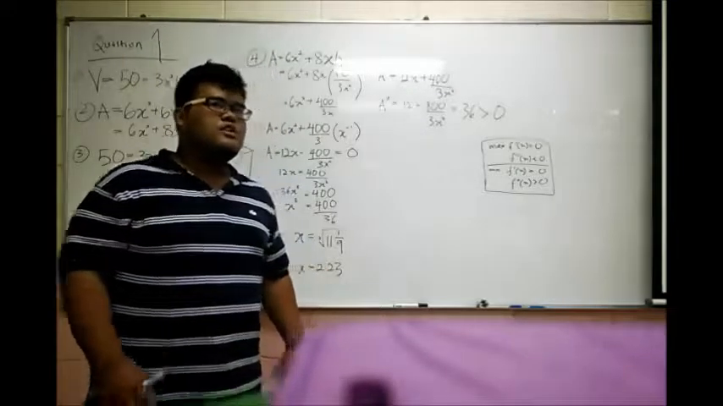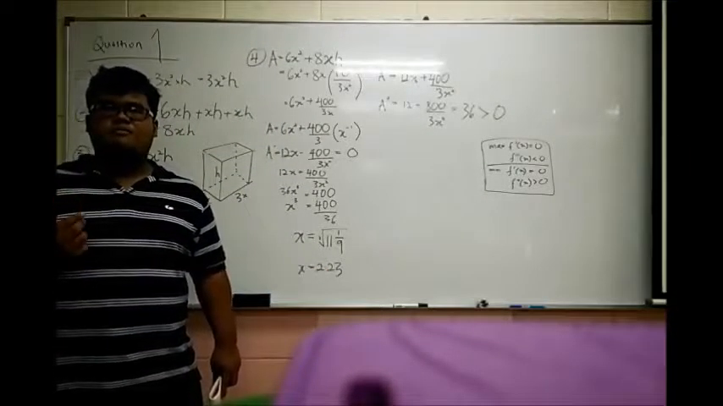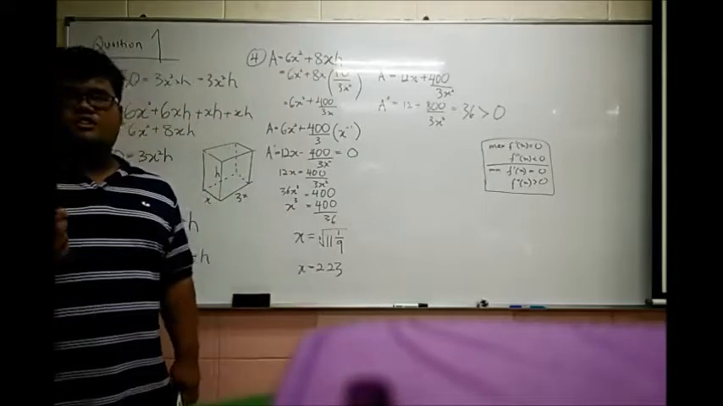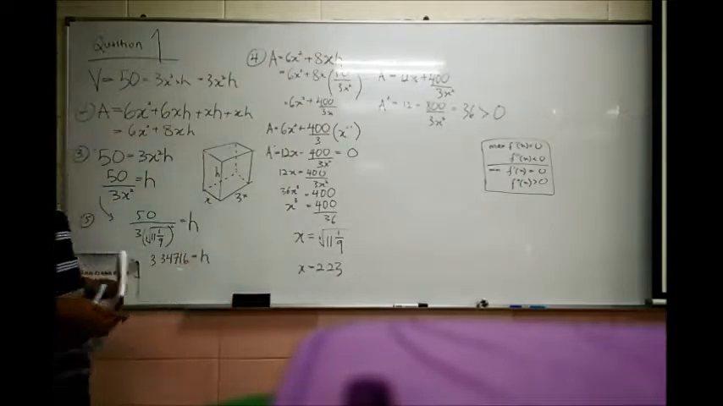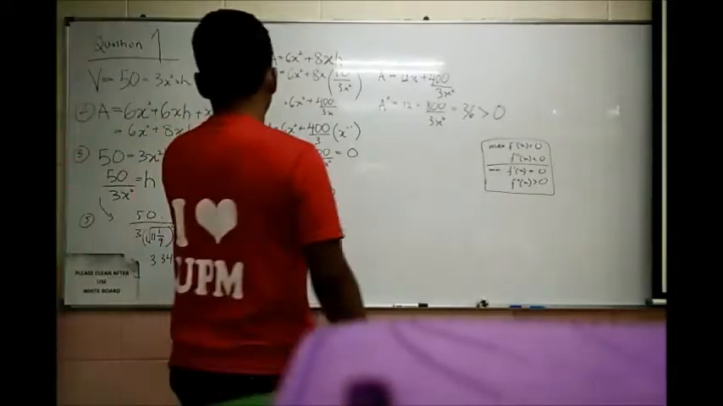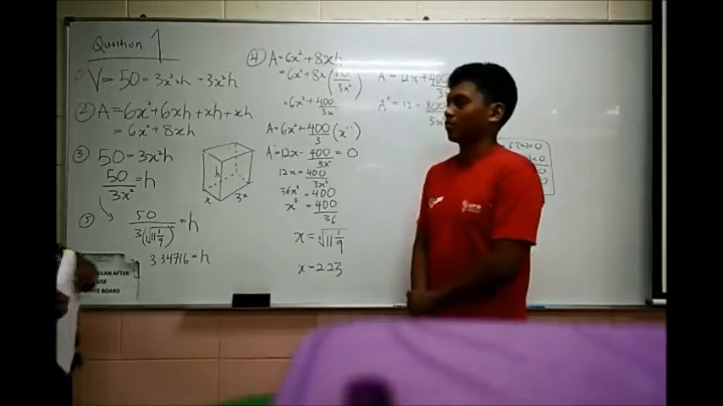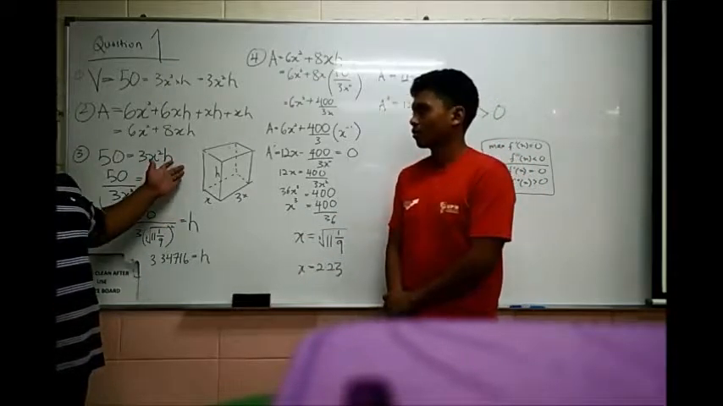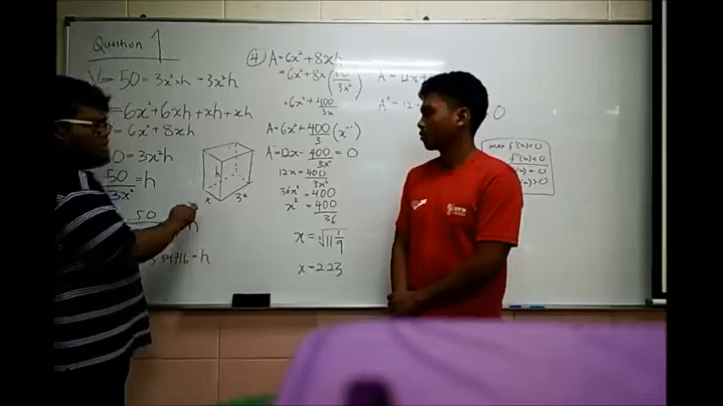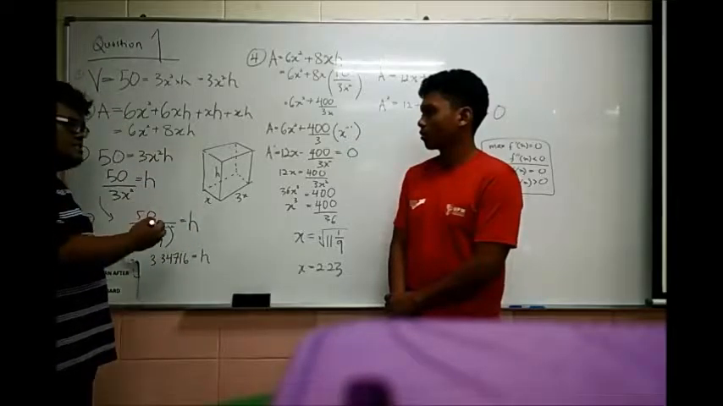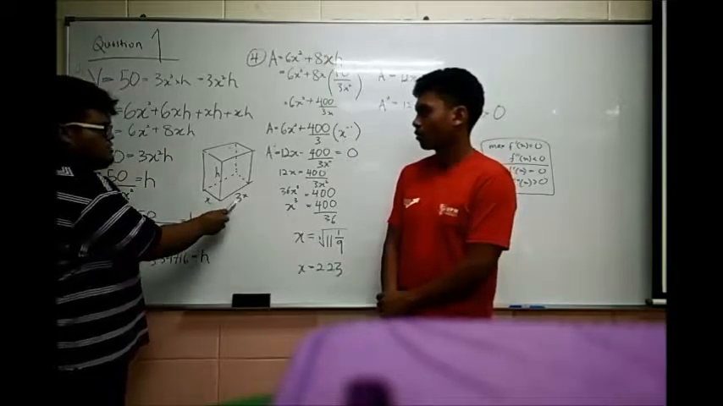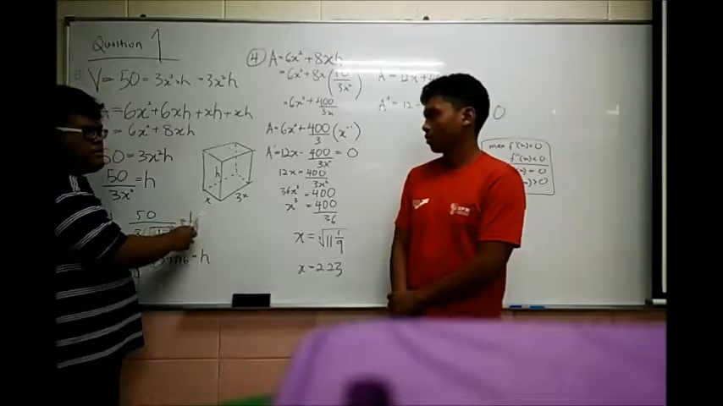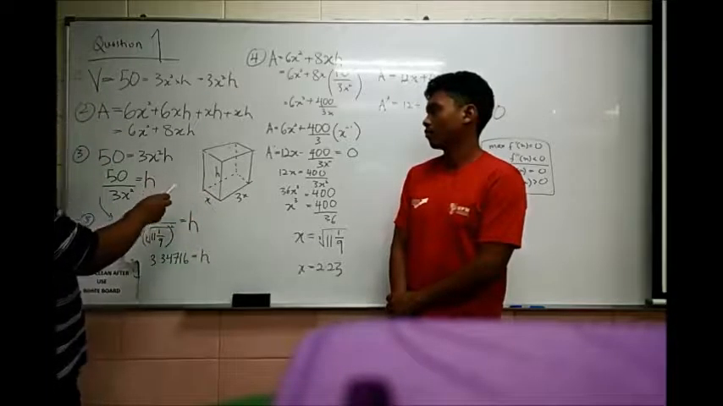So the question told us to find the minimum cost, to minimize the cost to construct it. Okay, so we have come up with these operations. First we just imagine a box, like a cube. The base length is 3 times the base width, so we have assumed 3x and x, and the height, which is h.